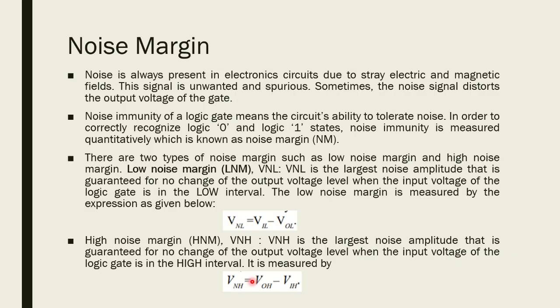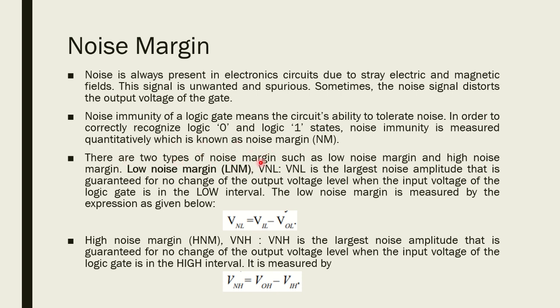Next we are going to see noise margin. Noise is always present in electronic circuits due to stray electric and magnetic fields. This signal is unwanted and spurious. Sometimes the noise signal distorts the output voltage of the gate. Noise immunity of a logic gate means the circuit's ability to tolerate noise in order to correctly recognize logic 0 and logic 1 states. Noise immunity is measured quantitatively, which is known as noise margin.